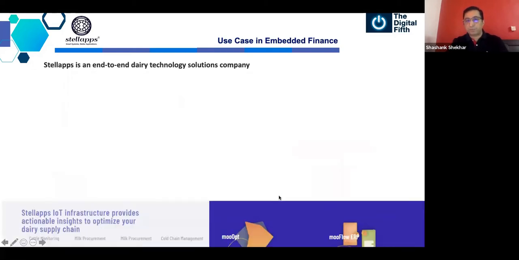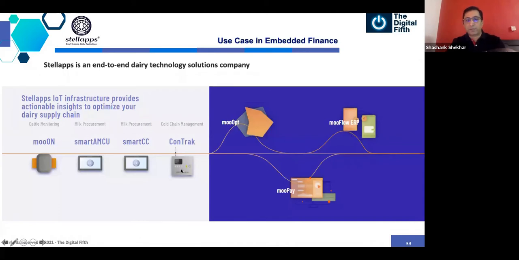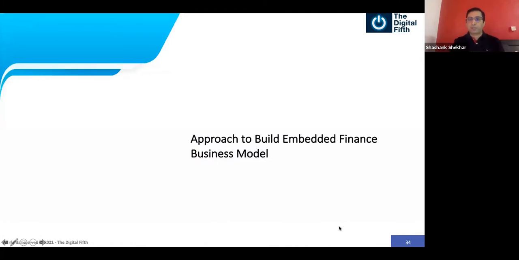Now, these are different IoT devices that they use at the collection center, and through that all the data comes, and they build this whole lending framework on it. I'll stop here. We just wanted to give a quick glimpse into what embedded finance is. Now over to Samir, who will talk about that.